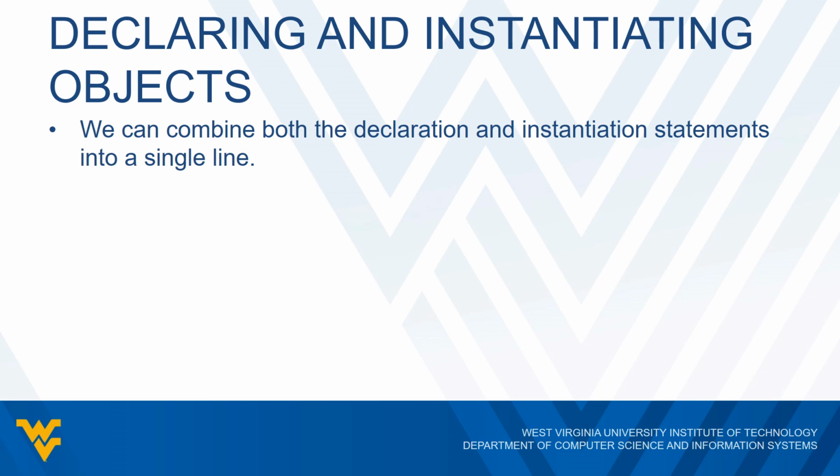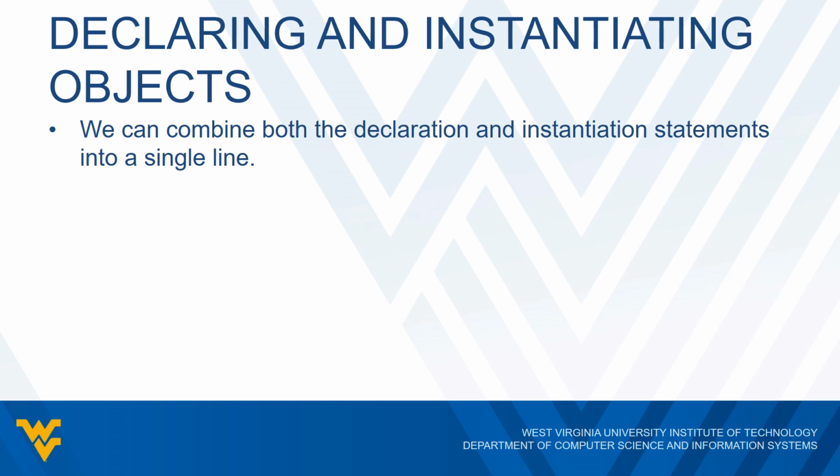We can combine both the declaration and instantiation statements into one line. So before, we would have one line that would declare the variable of some class type or some structure type, and then we'd have another line that would instantiate that object and store it in that object variable. But we can combine them into one line.